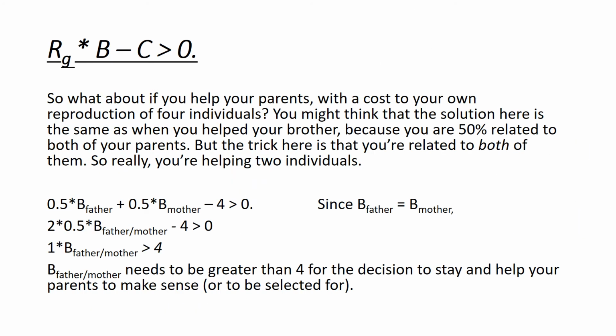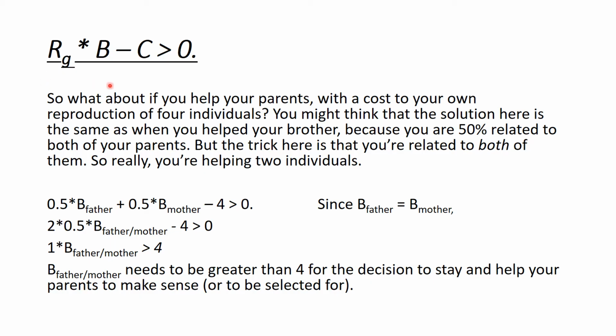So what about if you help your parents? This is kind of like the problem we went over in class. If you've also got a cost of 4 individuals to your own reproduction, it might seem like the answer would be the same as when you were helping your brother. But this is where it gets tricky, because notice that you're helping your parents, plural, and you're 50% related to both of your parents. So really, you're helping two individuals, both of which share 50% of your genes.